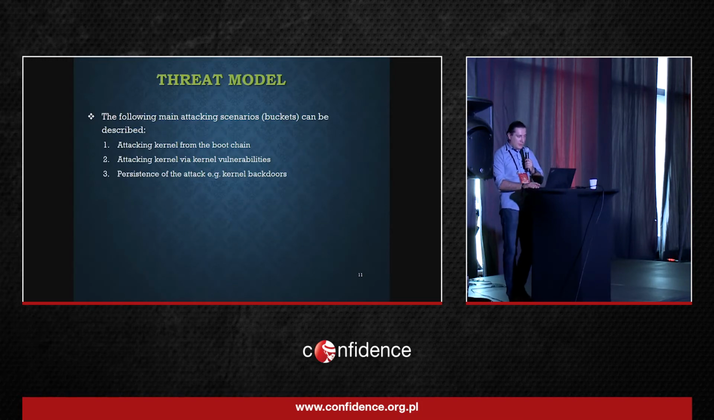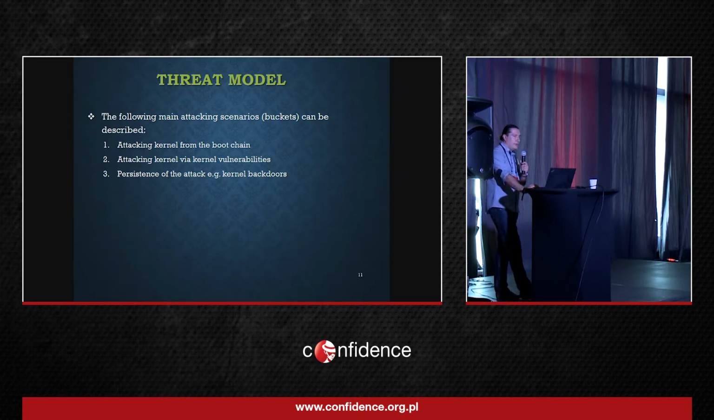So what about the threat model, which I mentioned before? When I was thinking about LKRG, at first I needed to think about what types of attacks against the Linux kernel exist. In short, I came up with three buckets. The first bucket is attacking the Linux kernel from the boot chain. Before the Linux kernel even starts to execute any code, it can be attacked from the previous stage of booting the system and have its security promises compromised.